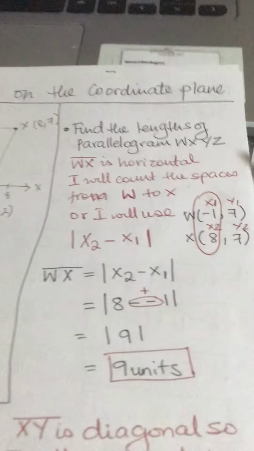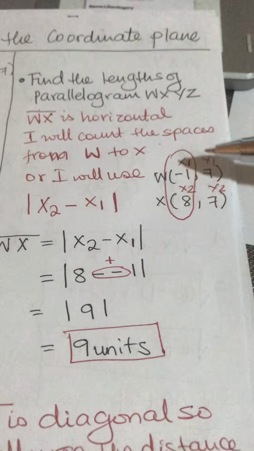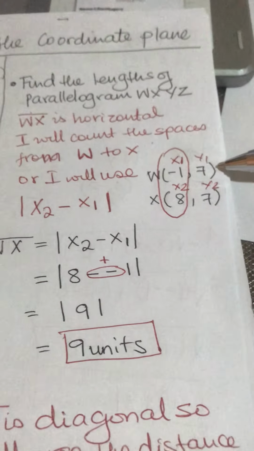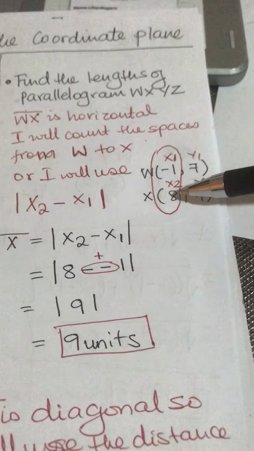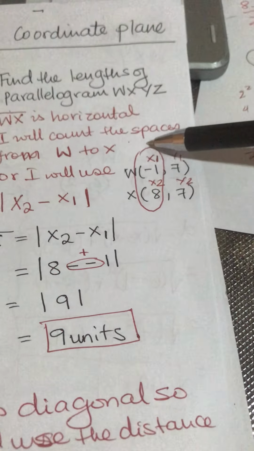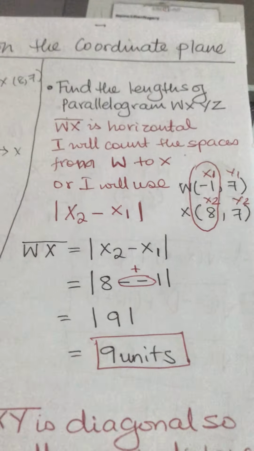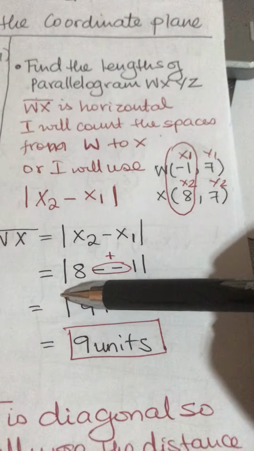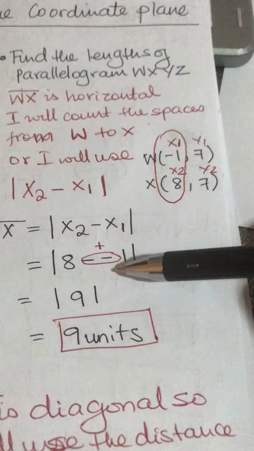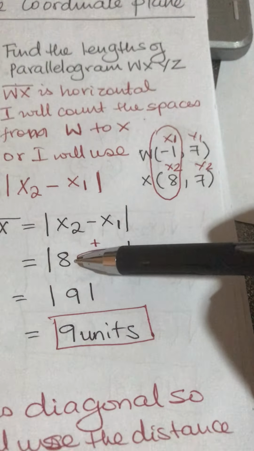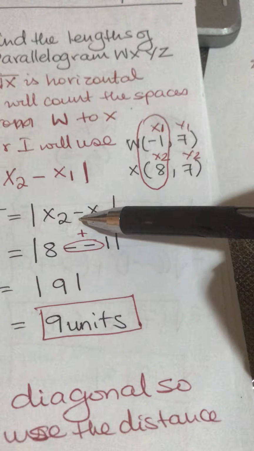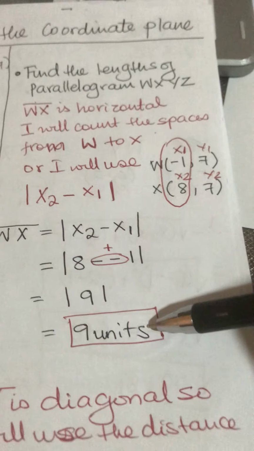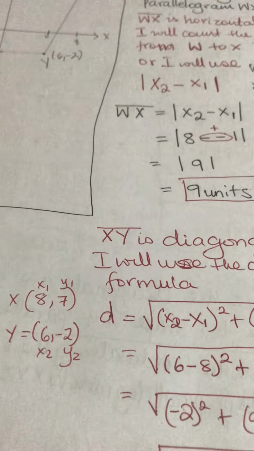Okay? Now let's use the formula to confirm. I wrote my points. W is -1, 7. X is 8, 7. I took my x's because that's what my formula needs. Then I apply. x2 is 8 and x1 is -1. When I subtract, I have 2 negatives in the middle. It becomes positive. 8 plus 1 is 9. Absolute value of 9 is 9. And then I wrote my units.